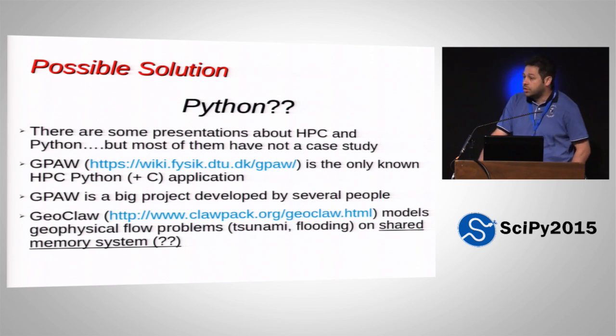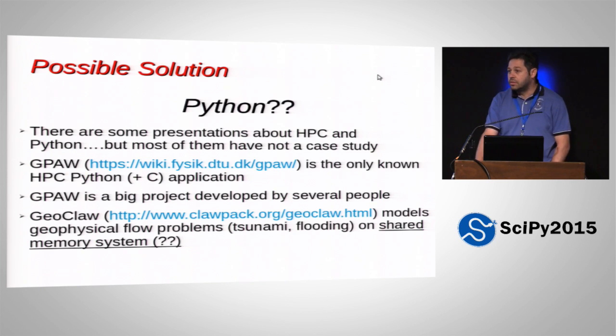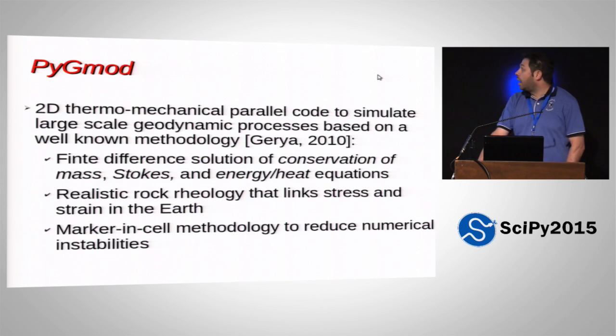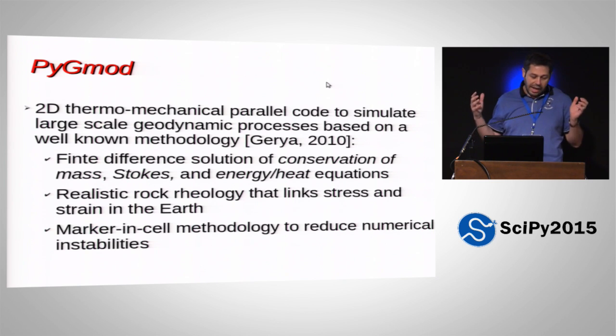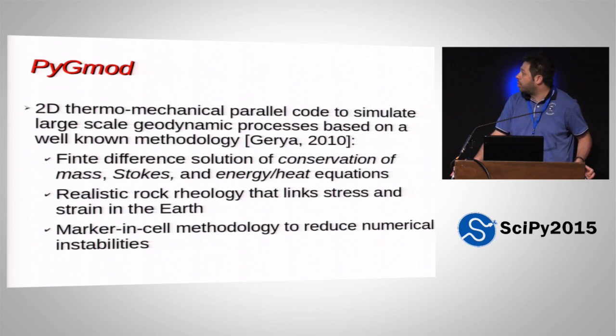Another software is GeoClaw, but it models only geophysical flow, mainly flooding, and I'm not sure, but it works only on shared memory systems. What we did is to write a new code. We wrote this in the last year. This is a two-dimensional thermomechanical parallel code that is able to model large geodynamics problems.